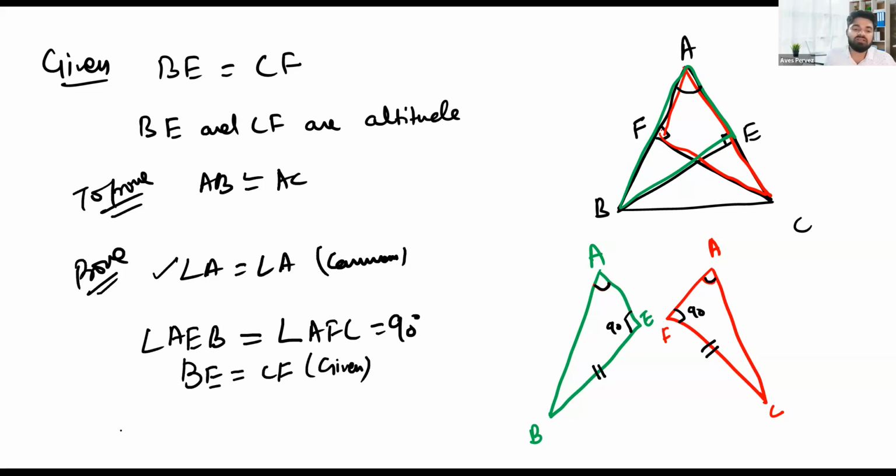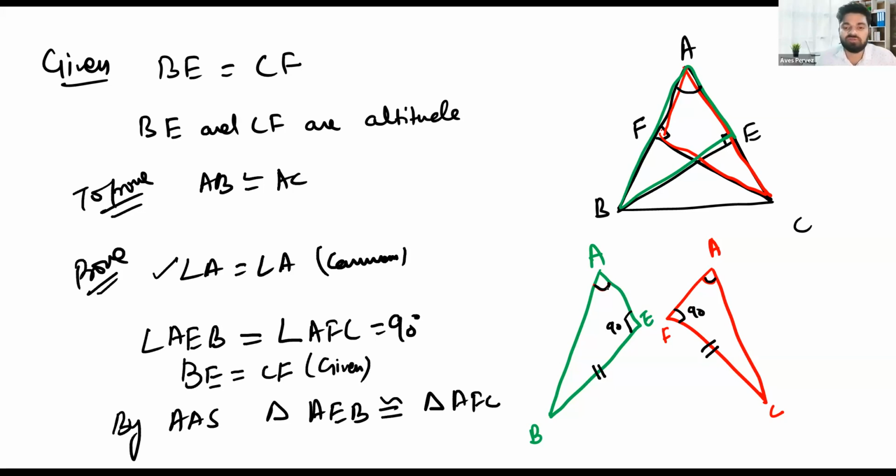So two angles, one side, means by angle, side, angle, triangle AEB is congruent to triangle AFC. So what have you chosen while proving these two triangles? You have chosen this angle and this side. You have chosen this angle and this side. What have you not chosen? You have not chosen this side. You have not chosen this side. So by CPCT, anything that is left will automatically become equal.